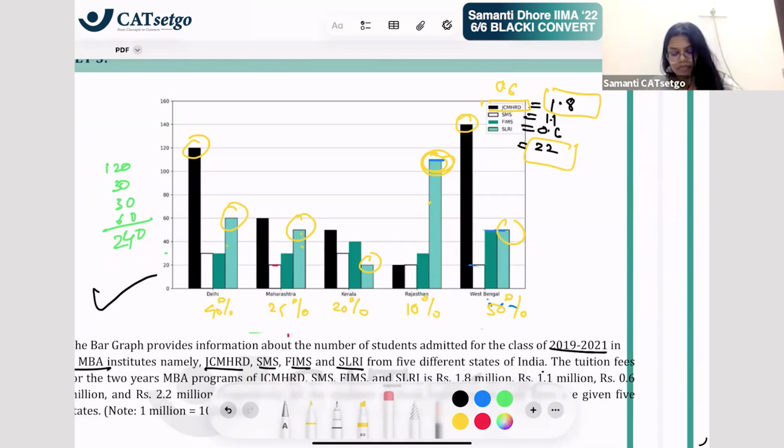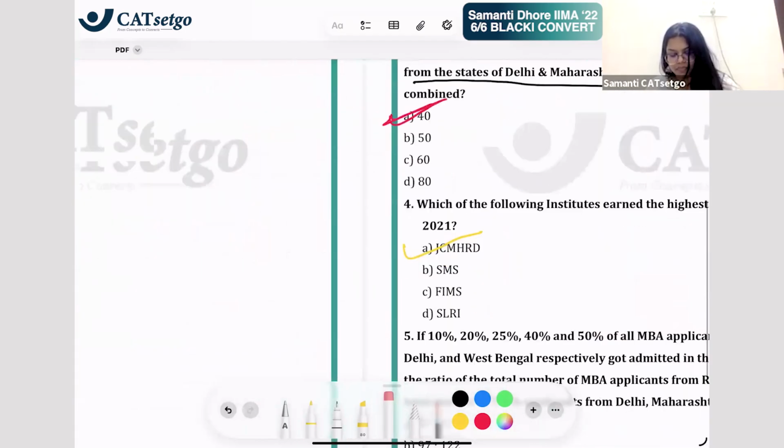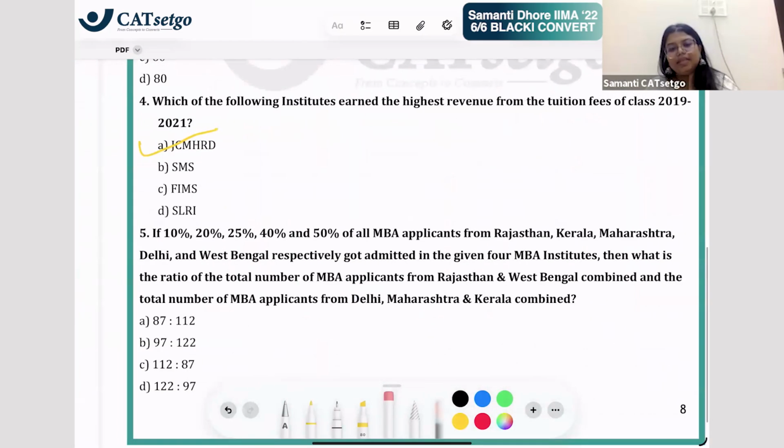How do we do this one? It says 10%, 20%, 25%, 40% and 50% of all MBA applicants from these respective states got admitted in MBA colleges. Then find the ratio of total number of applicants from these two states and the other three states. Whole point being, these many of the total applicants got admits, right?